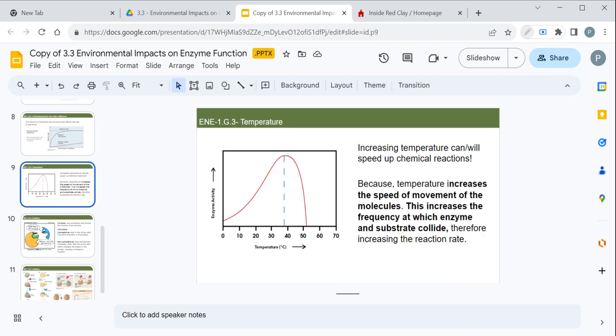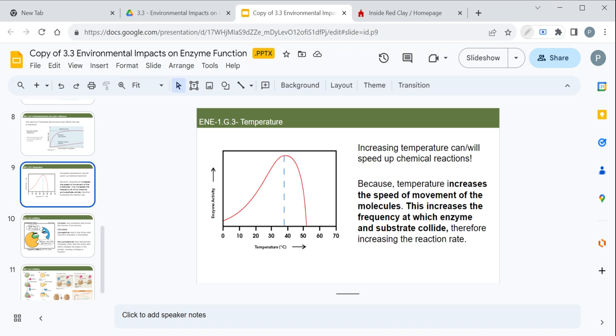All right, cool. So increasing temperature can also speed up chemical reactions. That is kinetic movement theory. Basically, when you increase the movement of the particles within the system, it increases the rate at which the reaction occurs, kind of the same way as with diffusion.